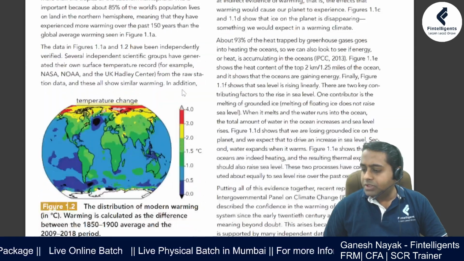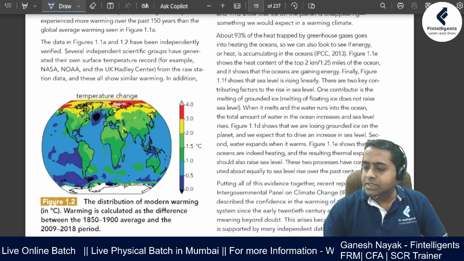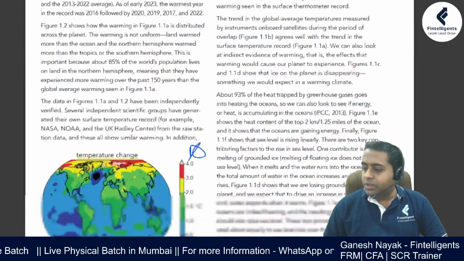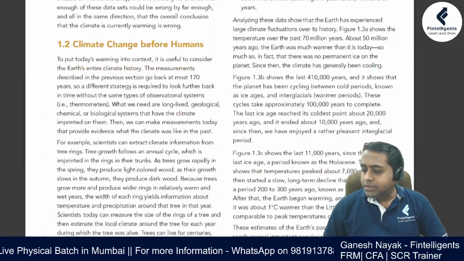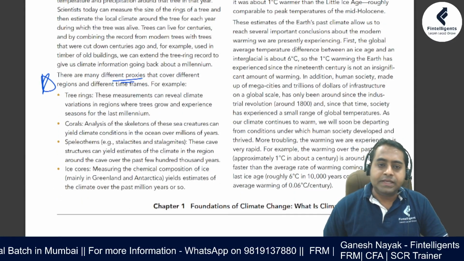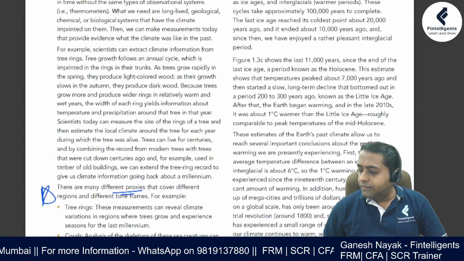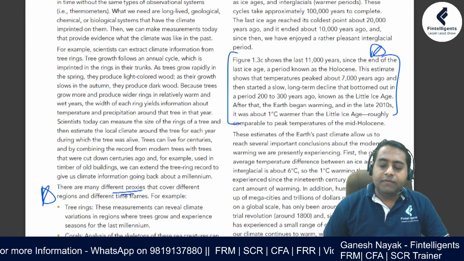Modern climate change is okay. You can have something related to this diagram, so the basic concepts around this diagram should be clear. Then the climate change before human section. Over here, there are these parameters, the proxies, that can test you directly in the exam. And they've also talked about the Little Ice Age, so you can definitely read this paragraph.